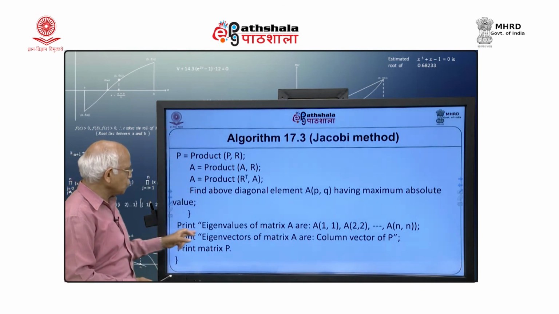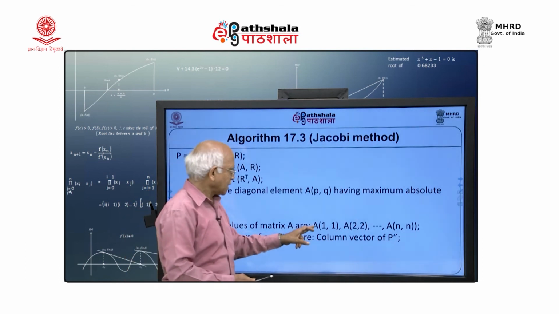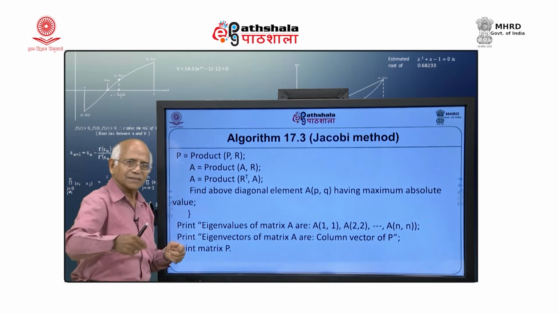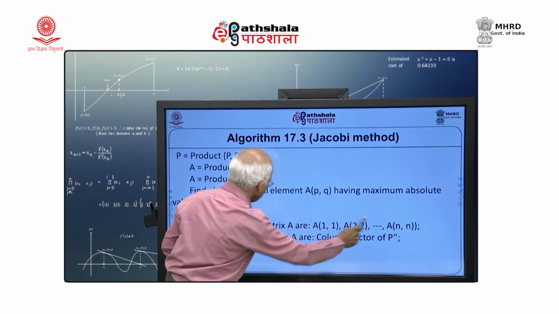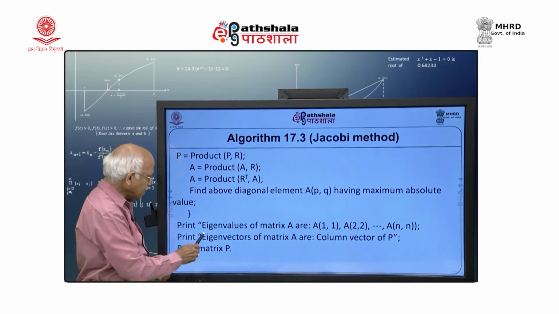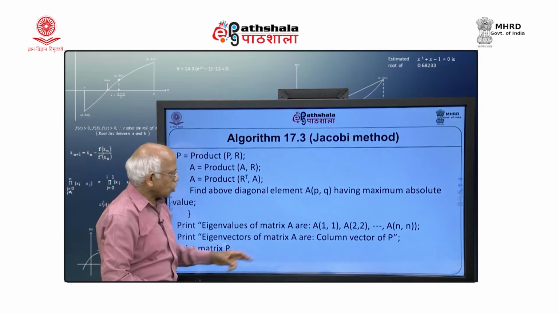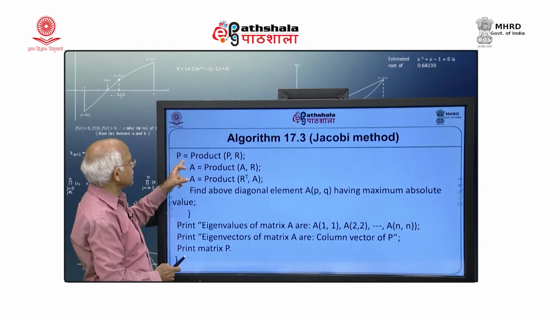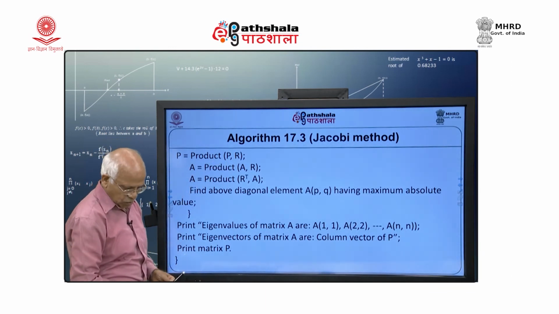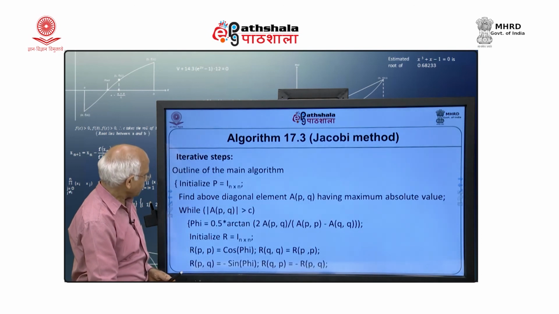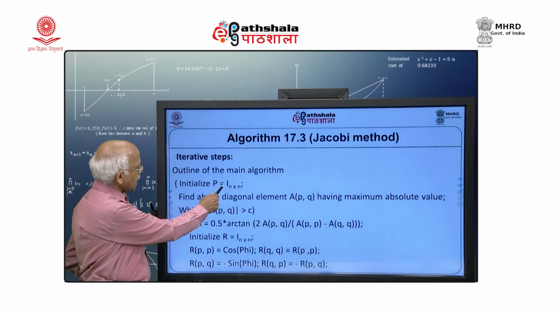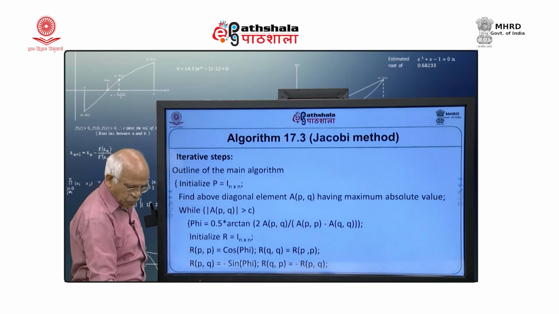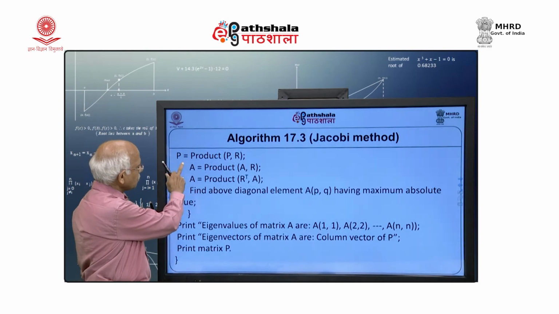Print the eigenvalues of matrix A as A11, A22, and so on, because your ultimate A will become a diagonal matrix and the diagonal elements will be your eigenvalues. Print the eigenvectors of A as column vectors of matrix P. P is already initialized to I, n cross n, this is the rotation matrix that we are considering, and then this P keeps on modifying.